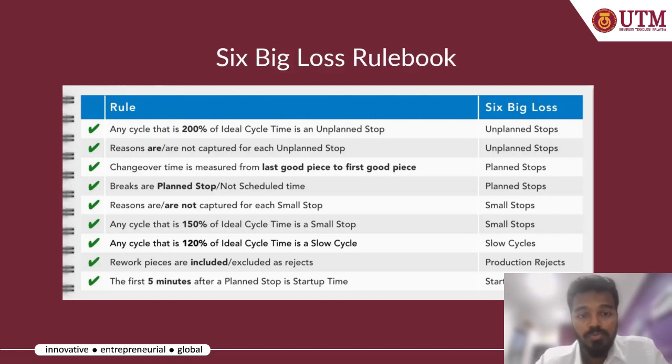Six big losses rule book. So this is our example of a six big losses rule book. As we can see, they have already categorized everything into the six big losses, and by doing this, we can avoid any losses in the current, now, or in the future also.